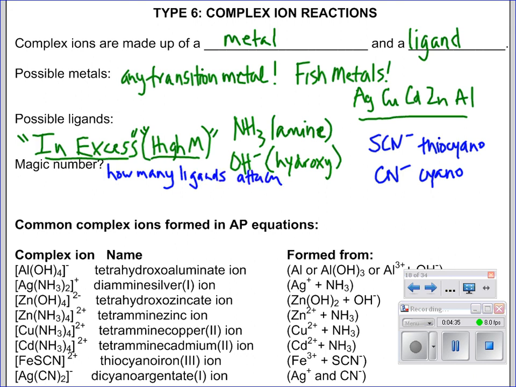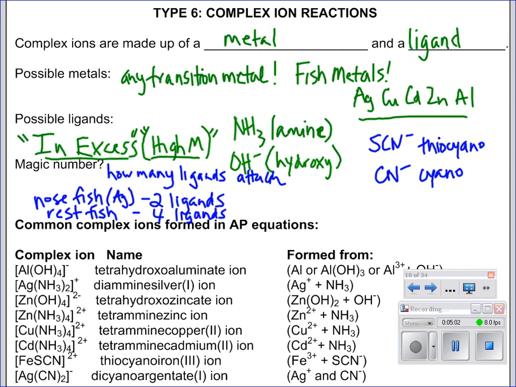All right, so let's talk about the fish metals. The nose of the fish, which is who? Silver, can attach two ligands to it. So if it's silver, only two ligands jump on it, okay? The rest of the fish, its magic number is 4, so we can hold 4 ligands.